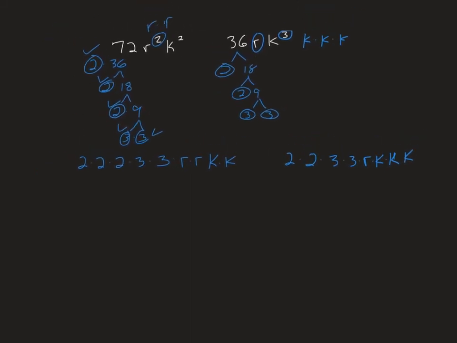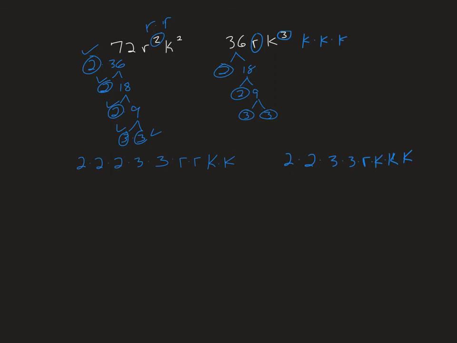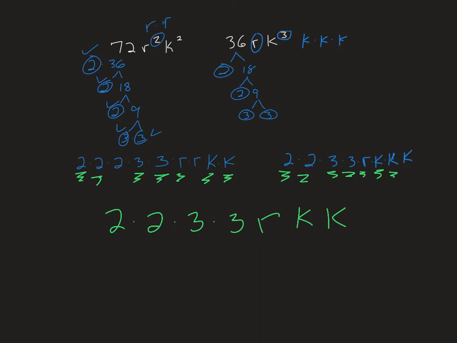So step 1, I fully factored them. Step 2, let's find out what they have in common. So we've got a 2, another 2, a 3, and another 3. We've got just one R, because we only have one R over there. And we have a K and another K. So we've got 2 times 2 times 3 times 3 times R times K times K. That's everything that they have in common. We're going to multiply all that together.